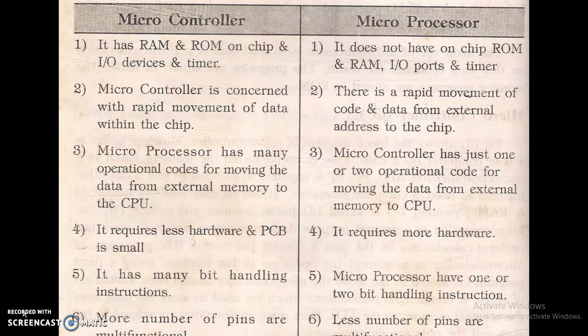Microcontroller is concerned with rapid movement of data, whereas there will be rapid movement of data and code in case of microprocessor from external address to the chip. Microprocessors will have many operational codes for moving data from external memory to CPU. But microcontroller will have one or two operational codes.